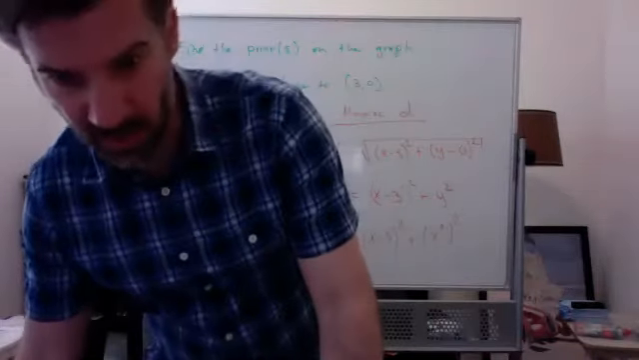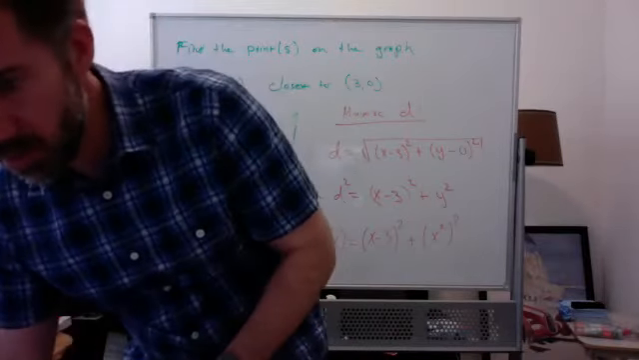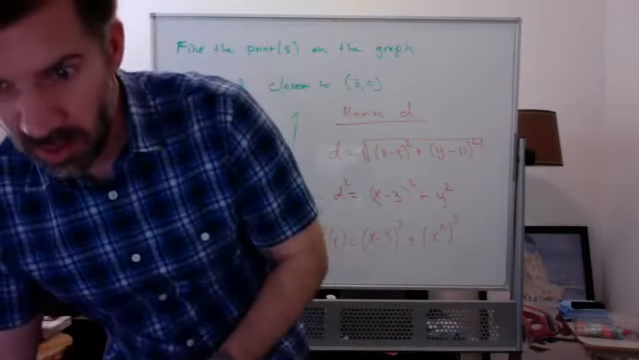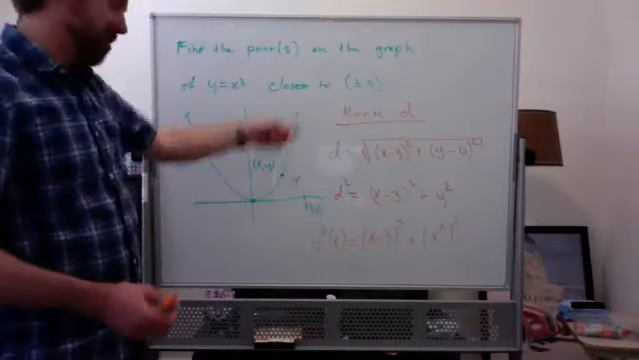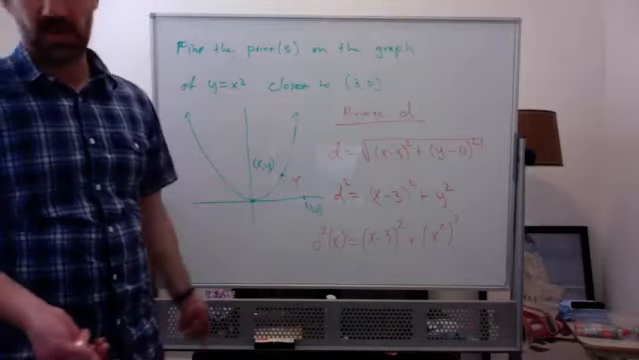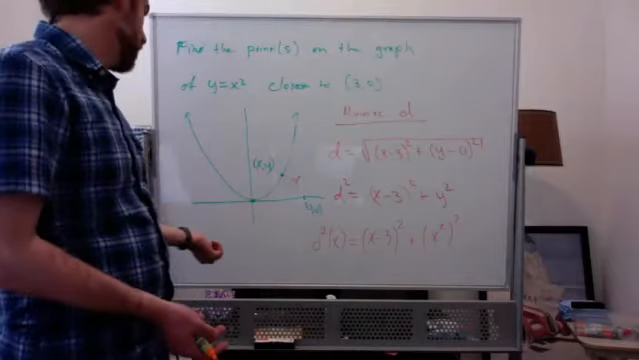And I don't think he asked us about the domain in this one because there isn't really a domain restriction. Let me double check that. Yeah, no domain. So here there's no domain restriction, right? Because if you're on this graph, you could be anywhere on this graph. X could be anything, and Y could be anything non-negative.